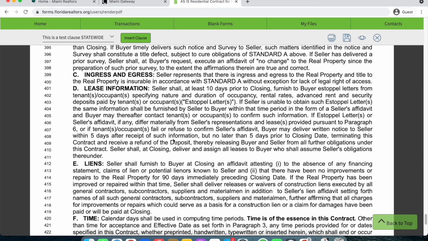Lease information, we touched on that also in the beginning. This lays out that the seller shall, at least 10 days prior to closing, furnish estoppel letters, and we talked about the estoppel letters. This should be done at least 10 days prior to closing. I usually like doing it right at the beginning and getting it out of the way. So if there's any discrepancy between the lease agreement and the information provided on the estoppel letter for the tenant, we can iron them out and figure out where the problem is before we get closer to closing.